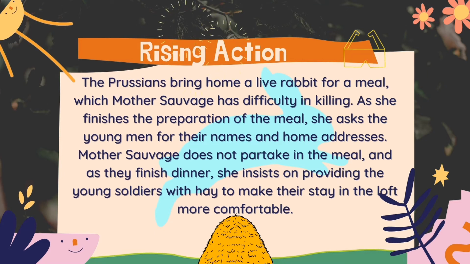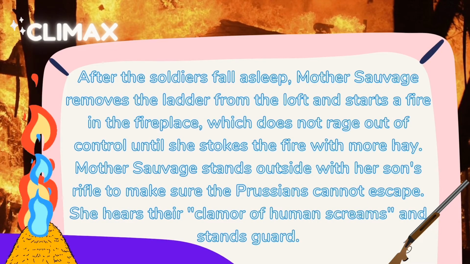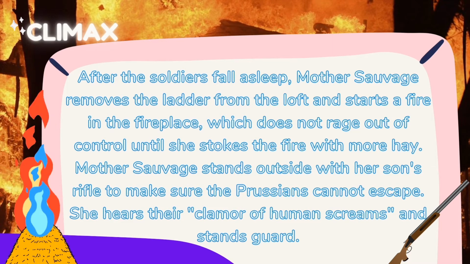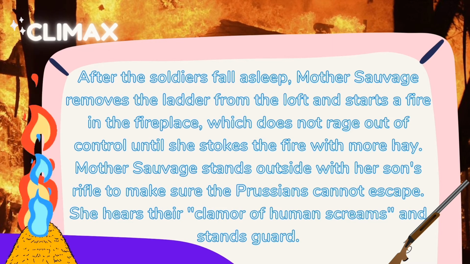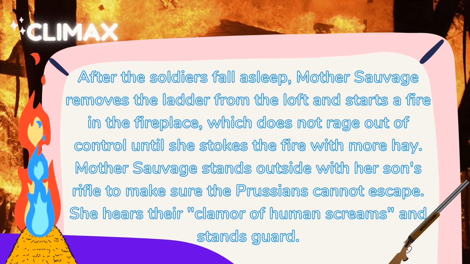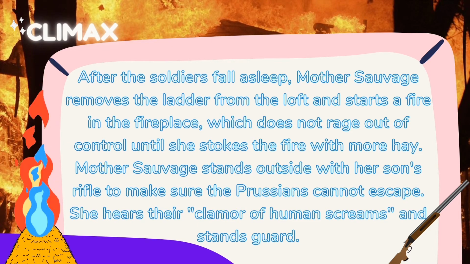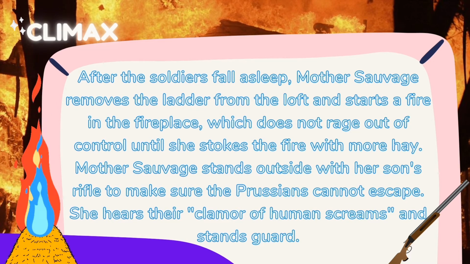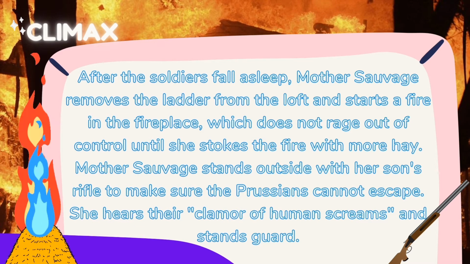As they finish dinner, she insists on providing the young soldiers with hay to make their stay in the loft more comfortable. The climax of the story is when, after the soldiers fall asleep, Mother Sauvage removes the ladder from the loft and starts a fire in the fireplace, which does not rage out of control until she stokes the fire with more hay. Mother Sauvage stands outside with her son's rifle to make sure the Prussians cannot escape. She hears their clamor of human screams and stands guard.